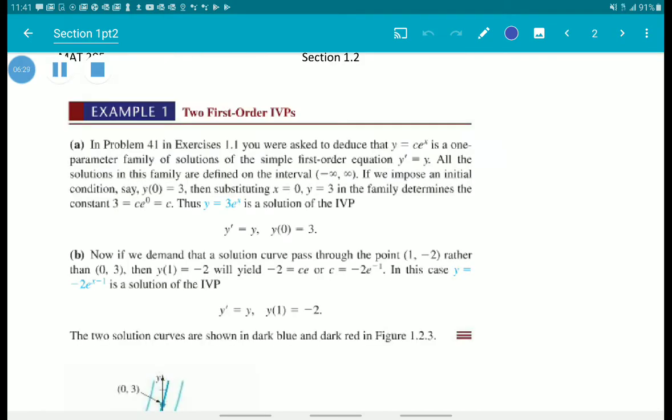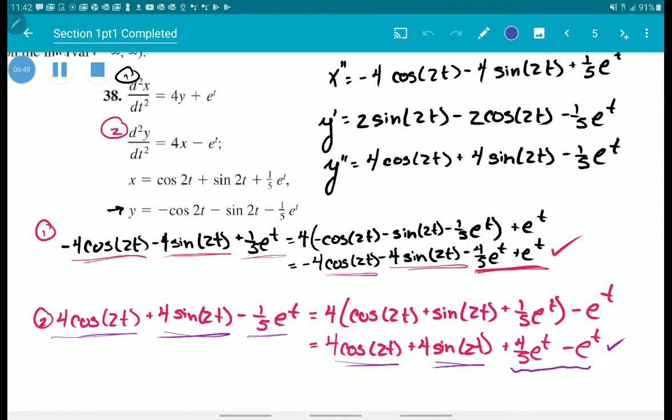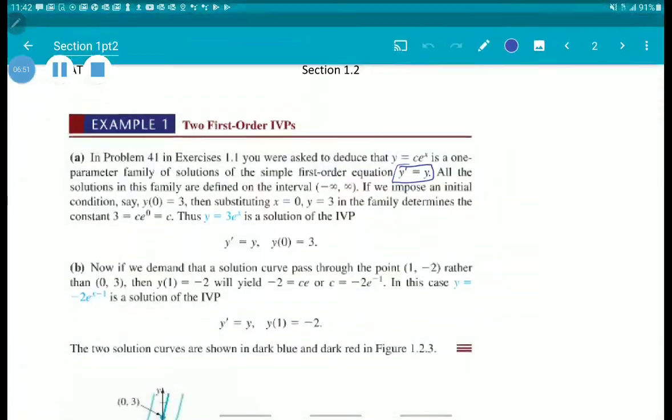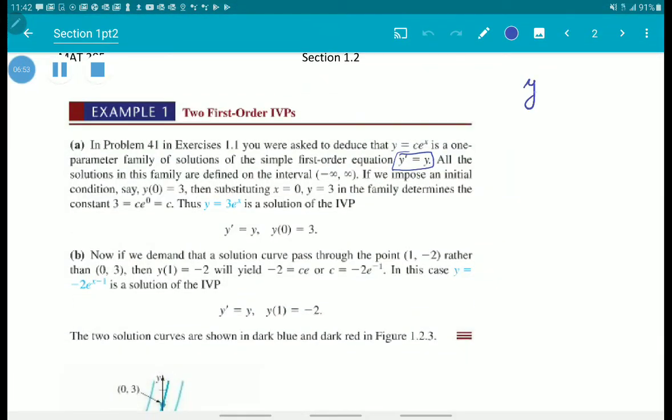So let's look at a few examples. In problem 41 in the exercises 1.1, we were asked to deduce that y equals c e to the x is a one-parameter family of the solutions of y prime equals y. So if we were to solve that, y prime is equal to y, we could solve that by separating those variables.